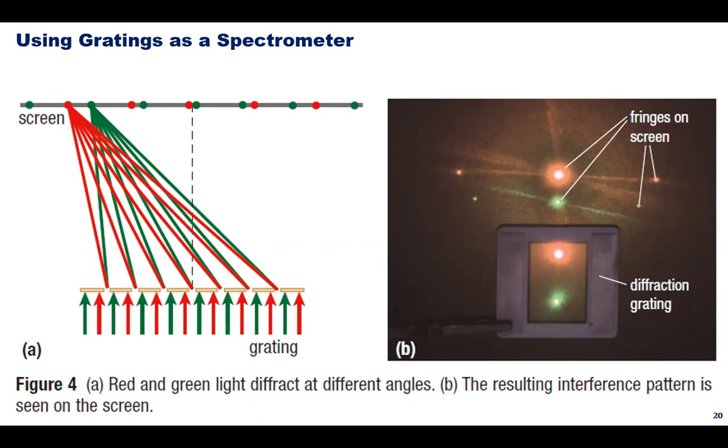Okay, figure 4a also shows that the angles at which maxima occur have a simple and precise relation to the wavelength of the light. This behavior of the diffraction grating makes it a powerful tool for precisely measuring wavelengths of light.